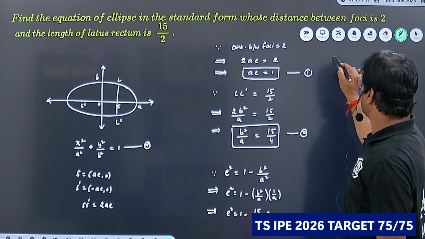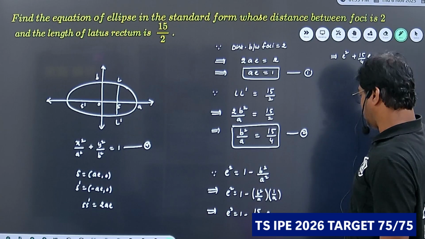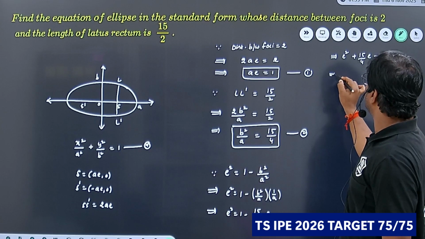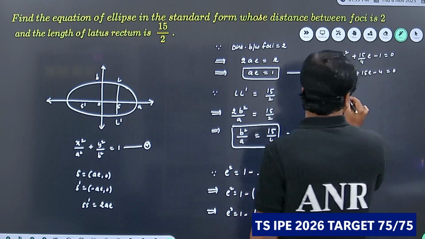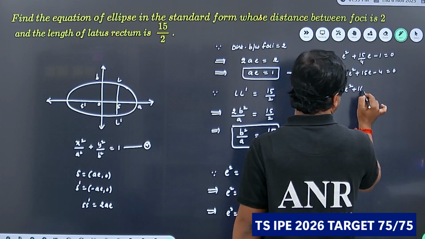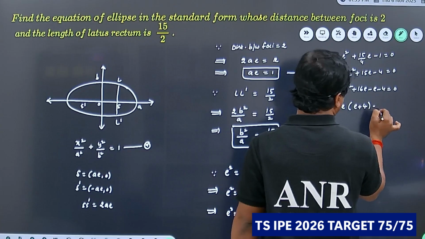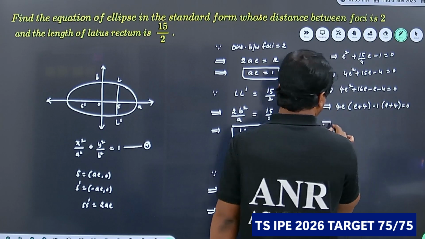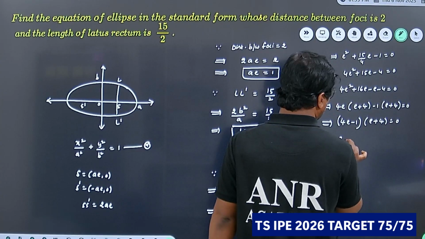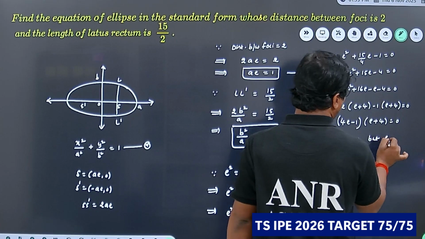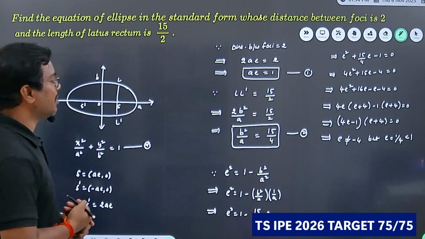Yes, here on simplification e square plus 15 by 4 into e minus 1 equals 0, implies 4e square plus 15e minus 4 equals 0. On factorization it is 4e square plus 16e minus e minus 4 equals 0. 4e common, e plus 4, minus 1 common, e plus 4. So (4e minus 1)(e plus 4) equals 0. e is not minus 4, but e value less than 1, it is 1 by 4. Eccentricity is non-negative, so we choose e equals 1 by 4.